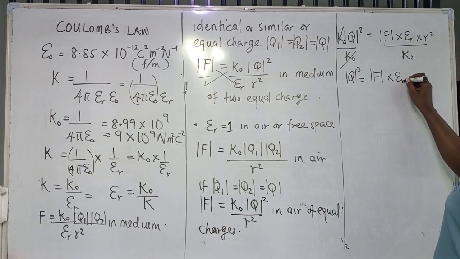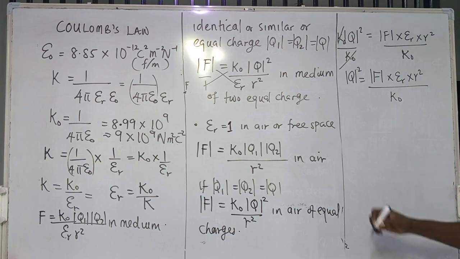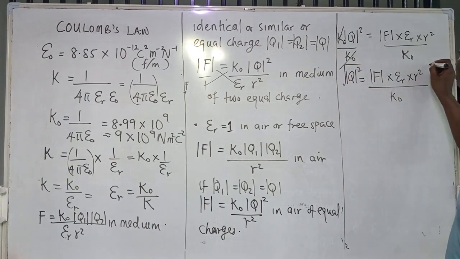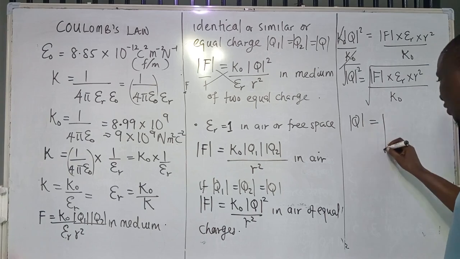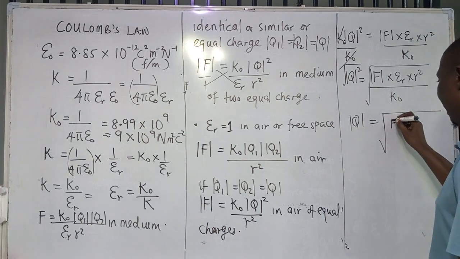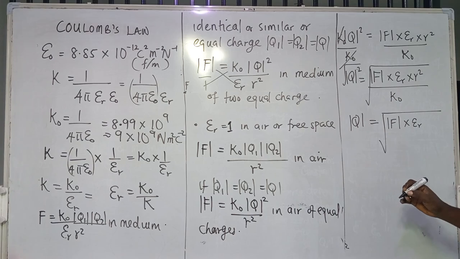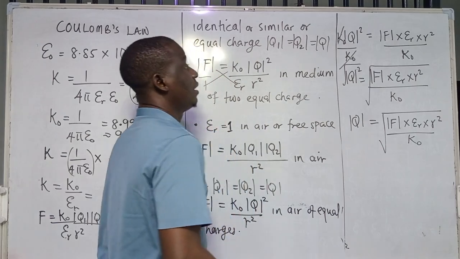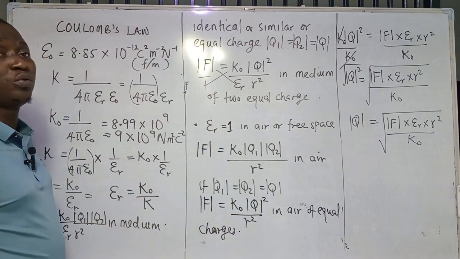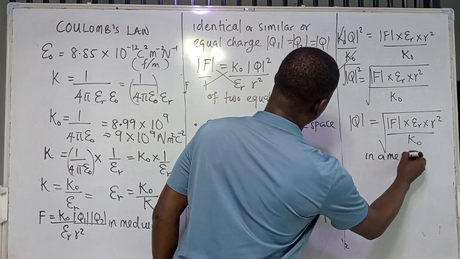The absolute of force times r squared times epsilon r divided by K naught. So how do you remove the square here? Take the square root of both sides. When you do that, your Q will now be equal to the square root of the absolute value of the force magnitude times epsilon r times r squared divided by K naught. Now, this one is for the charges in a medium.